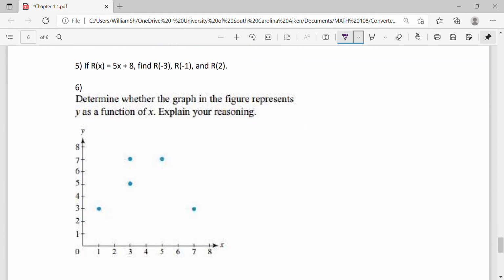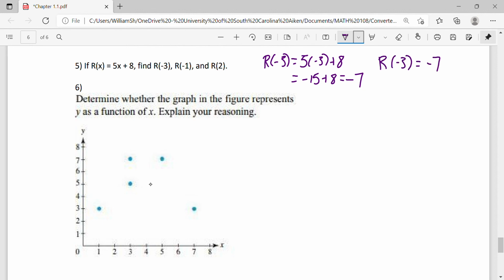5 says if r of x equals 5x plus 8, find r of negative 3, r of negative 1, and r of 2. So all we're doing here, got r of negative 3. I'm just putting in negative 3 everywhere I have an x. So 5 times negative 3 is negative 15. Negative 15 plus 8 should give us a negative 7. So r of negative 3 equals negative 7.